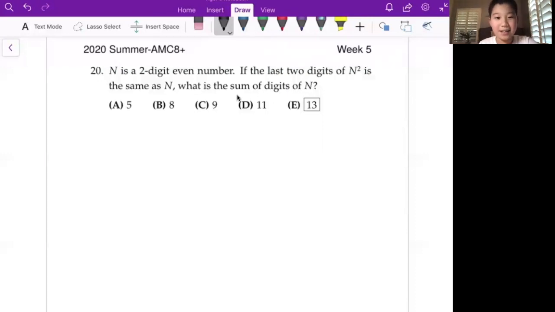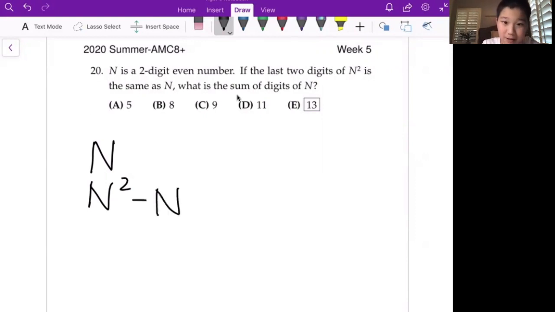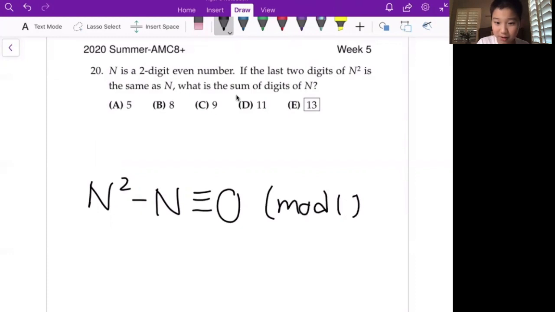Problem 20. N is a two-digit even number. If the last two digits of n squared is the same as n, what is the sum of digits of n? So n and n squared both end in the same two digits. So what happens if you subtract n from n squared? The result will have 0, 0 as its last two digits. So it must be divisible by 100, or you can write it in this way, equal to 0 mod 100.